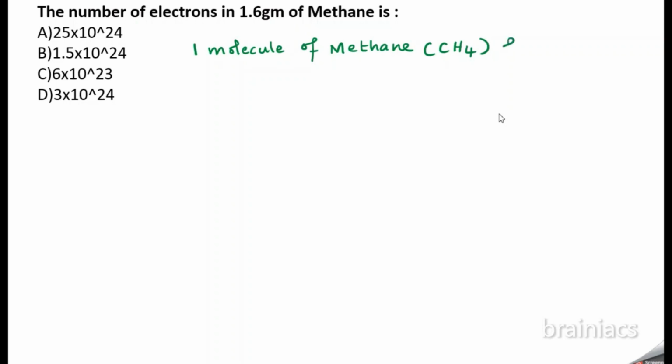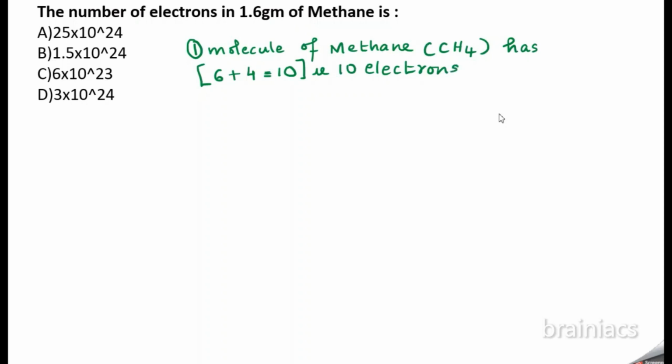One molecule of methane has how many electrons? How will you calculate that? Carbon has atomic number 6, so there will be 6 electrons. 6 plus hydrogen atomic number 1, so there will be 1 electron. Like that 4 hydrogens are there, so 4 electrons. So 6 plus 4, which is equal to 10. So I can say it has 10 electrons. Very important. So please remember, we are talking about just one molecule of methane. So one molecule of methane has 10 electrons.